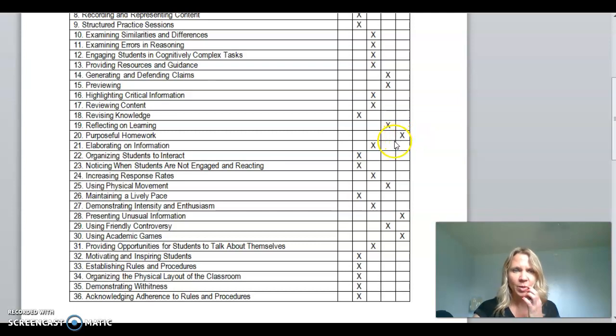So for my third one to work on, I chose physical movement because I know a lot of times we just get in the zone and do work, and I don't use a lot of moving around the room. So those were the three that I chose to show growth in.